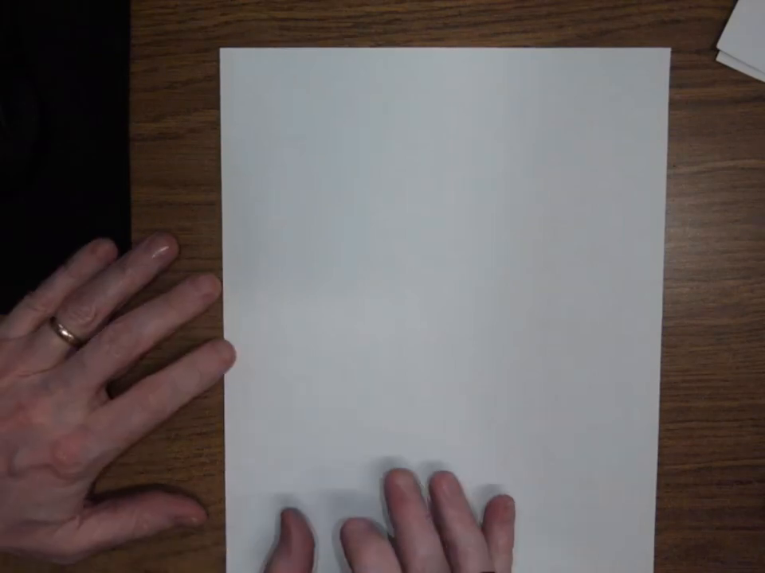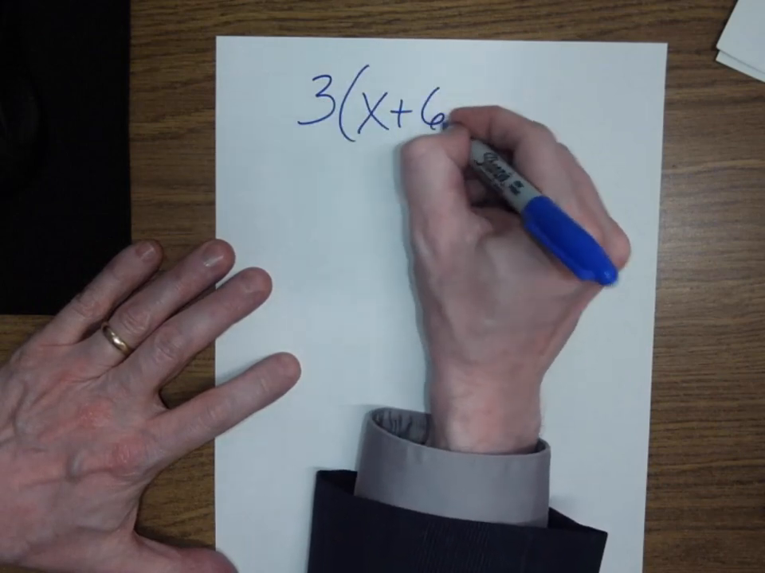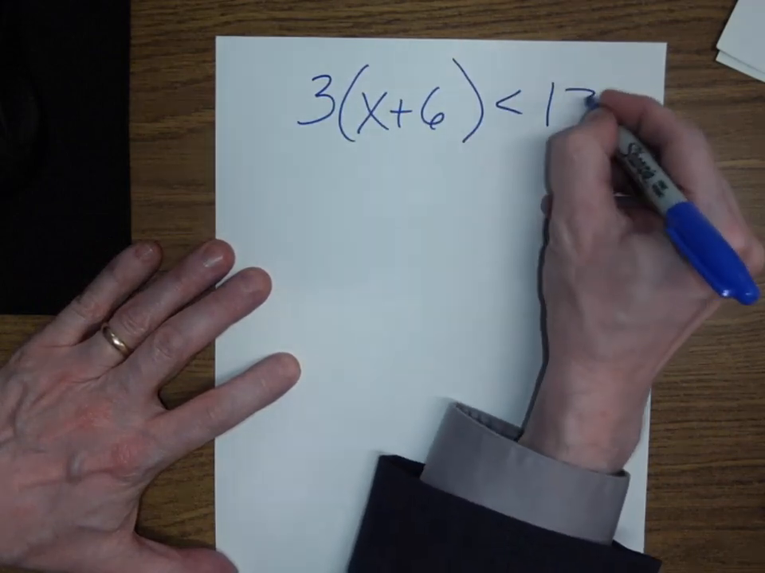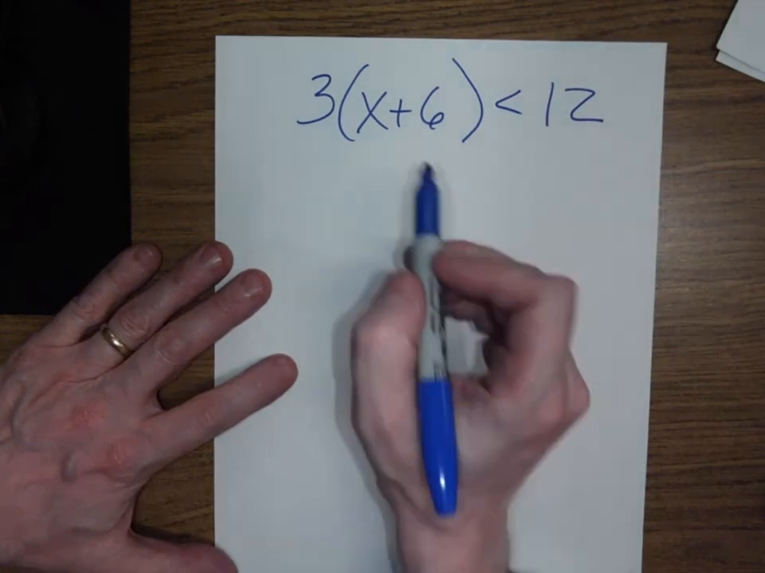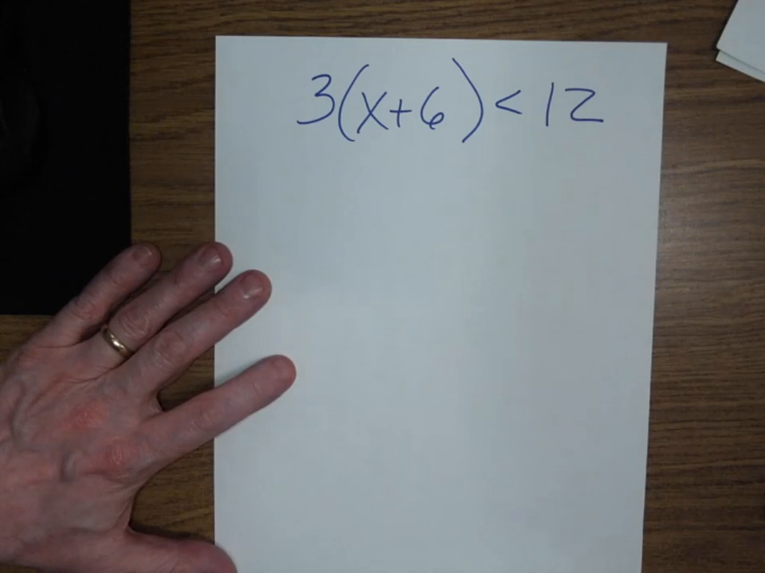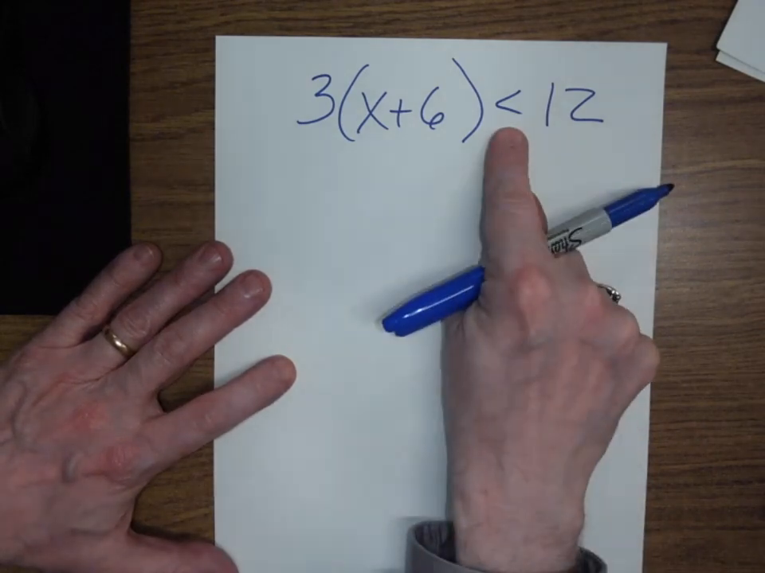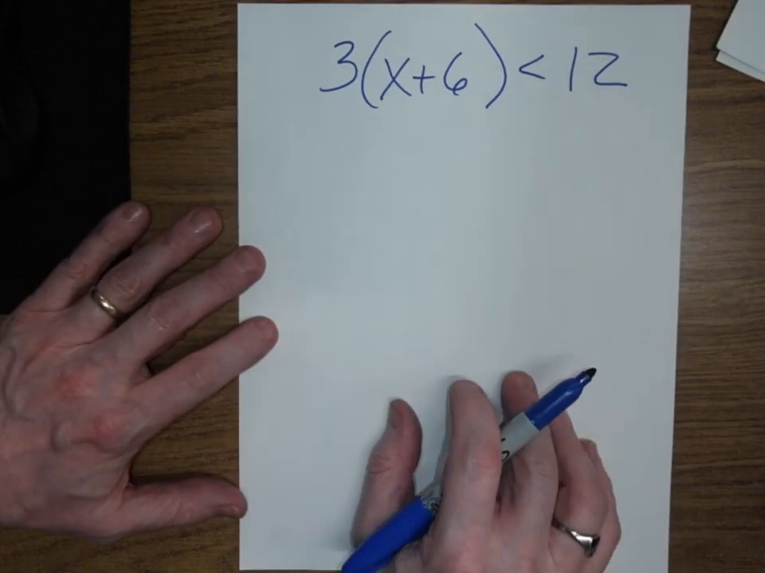Okay, just going to spend a few minutes talking about multi-step inequalities and how to solve them. For example, if we have an inequality that looks like this: 3 times the quantity x plus 6 is less than 12. We're going to solve these much the same way we solve equations. Just imagine that's an equal sign. The process is exactly the same.